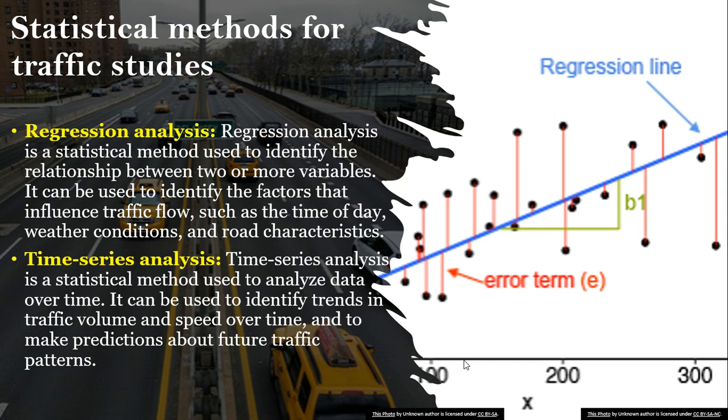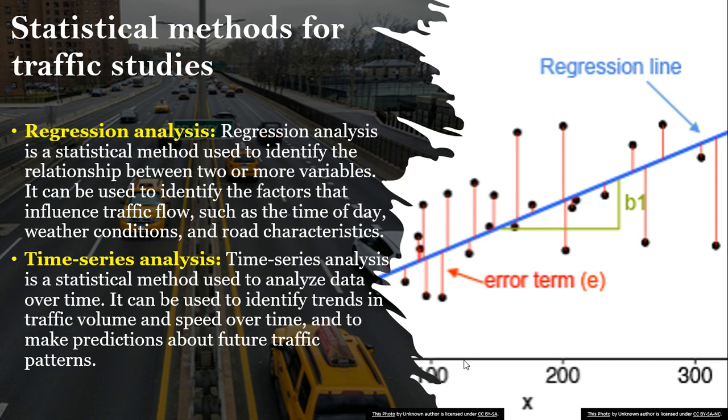Statistical methods for traffic studies. Here are some of the methods. Regression analysis. It is a statistical method used to identify the relationship between two or more variables. It can also be used to identify the factors that influence traffic flow, such as time of the day, weather conditions, and road characteristics. Time series analysis.